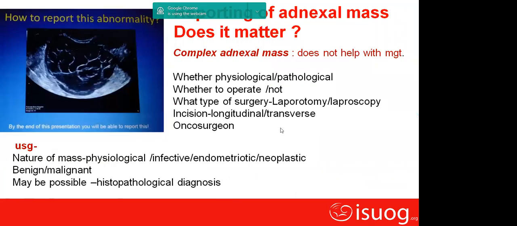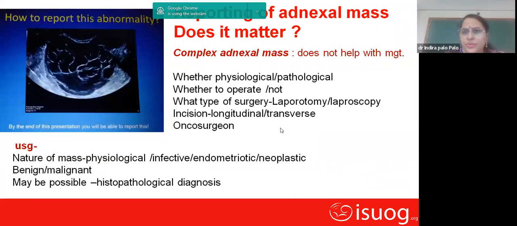So, does the reporting of an adnexal mass really matter to a surgeon? Yes. As a surgeon, I must tell that when we are getting a report like this, many questions come to our mind: whether this mass is physiological or pathological, whether I am going to observe this mass for some time and repeat it after 6 weeks, whether I have to operate or not. If I will operate, what type of surgery I will prefer, whether I'll go for a laparotomy or a laparoscopy. If at all laparotomy, what type of incision I should give?